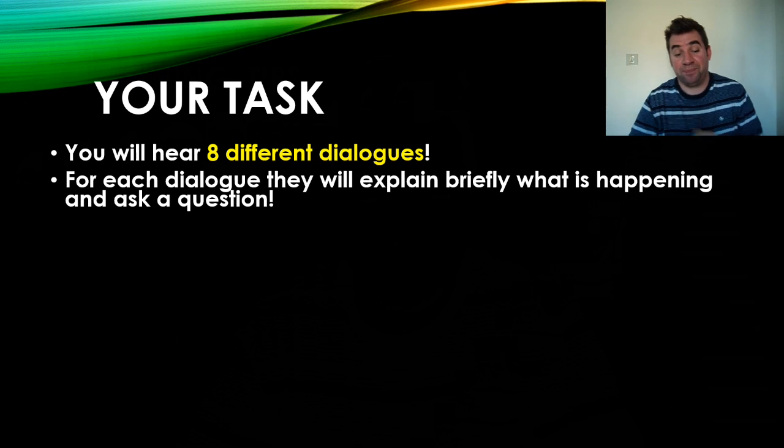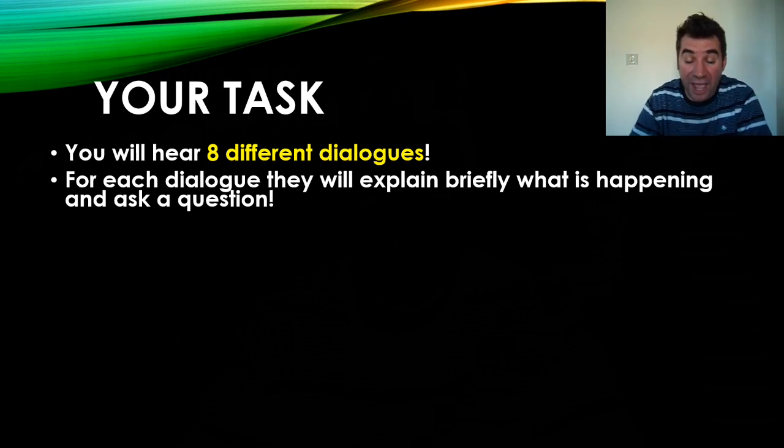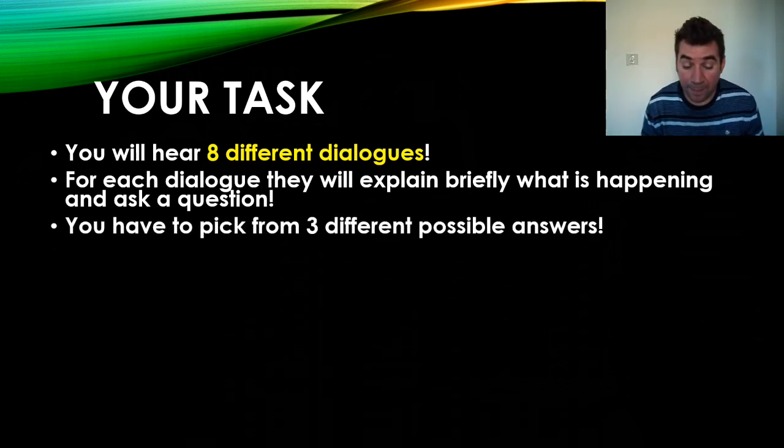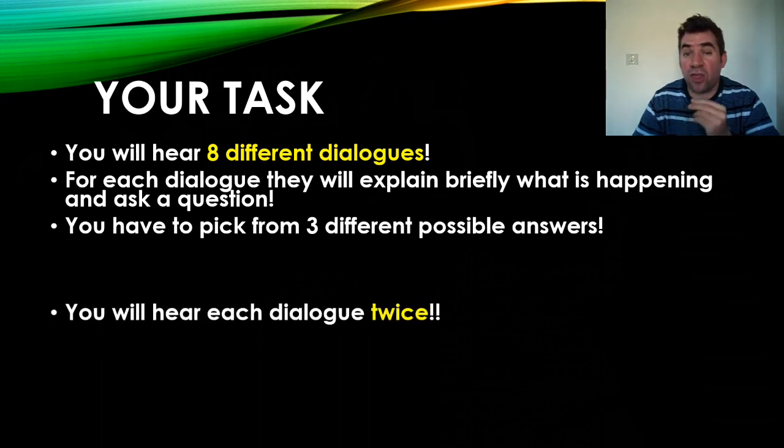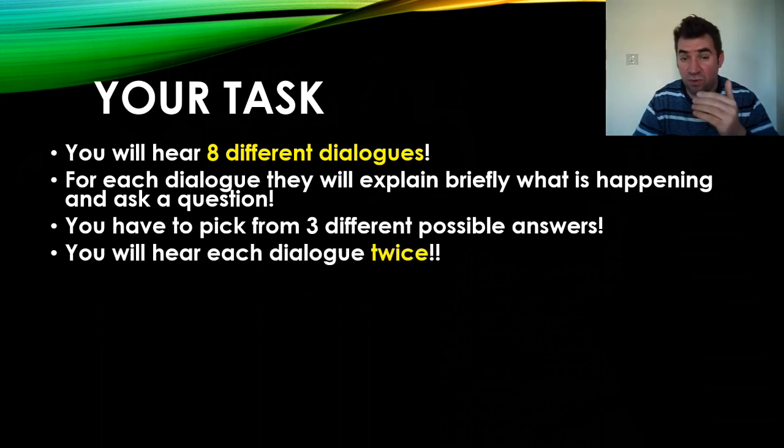Your task: you are going to hear 8 different dialogues. For each dialogue they will explain briefly what's happening, and then they will ask a question, and we'll get back to this in a minute and I'll show you an example. You'll have to pick from 3 possible answers. So for each question you're going to have an A, B and a C, and you've got to pick which one's right. And you're going to hear each dialogue twice.